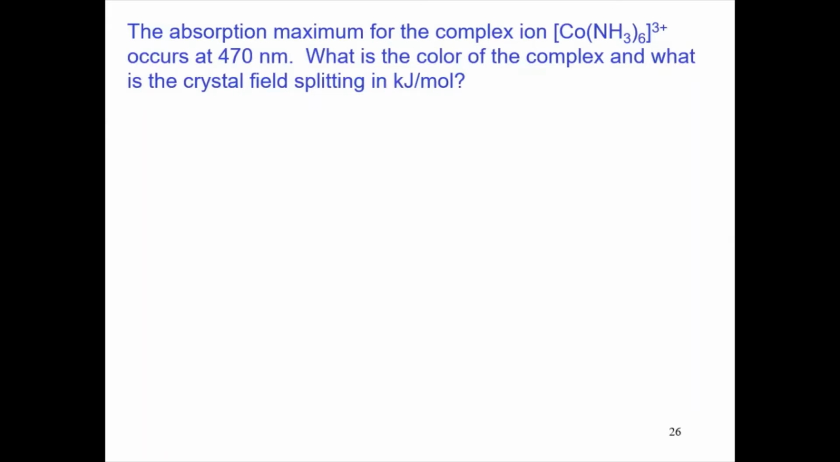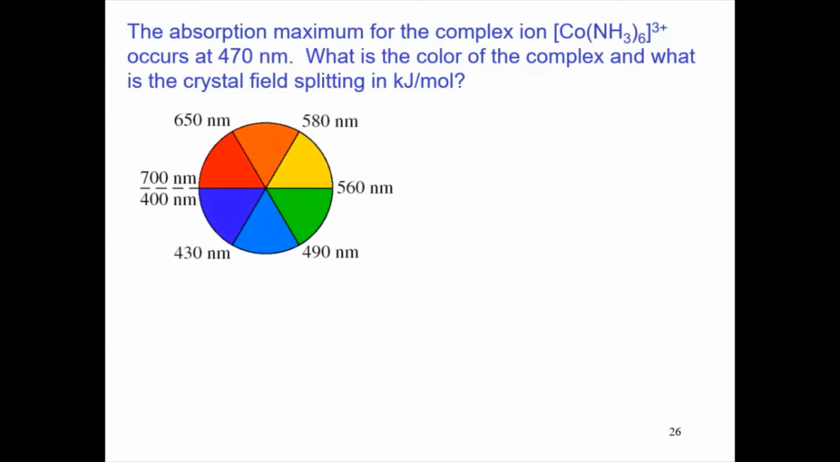And let's consider then what we're saying here. Let's look at the color wheel. We are saying that the complex absorbs, has a maximum at 470 nanometers. If you look at the color wheel, you can see that this is kind of in that cyan color, the sky blue color in the bottom there, between 430 and 490 nanometers. So that means the color you're going to see is the complementary of that, which would be orange.